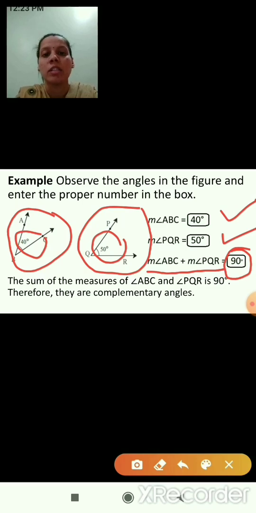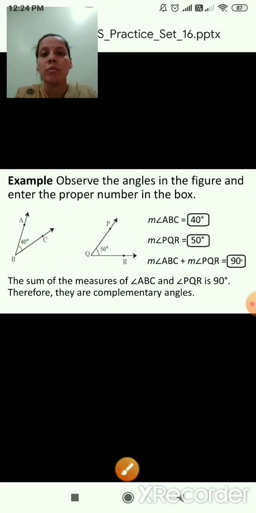So this is the definition. If the sum of the two angles is 90 degrees, then they are known as complementary angles. So angle ABC and angle PQR are complementary angles. Down here you can see the sum of the measures of angle ABC and angle PQR is 90 degrees. The addition of the angles is 90 degrees. Therefore, they are complementary angles. I hope you are clear with this example.